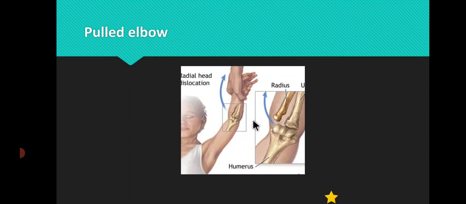Then the pulled elbow. A sudden powerful jerk of the hand may dislodge the head of the radius from the grip of the annular ligament. This is known as subluxation of the head of the radius, that is a pulled elbow.